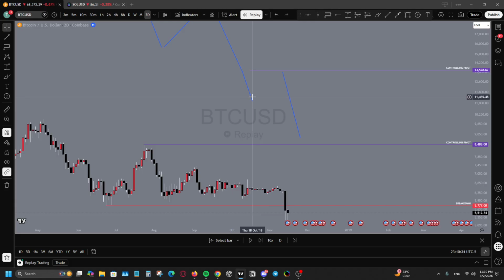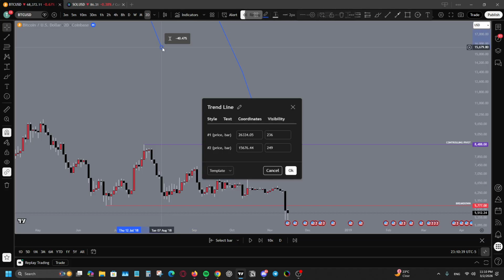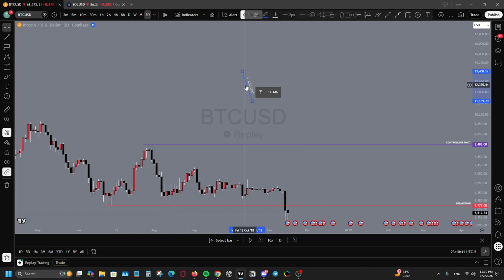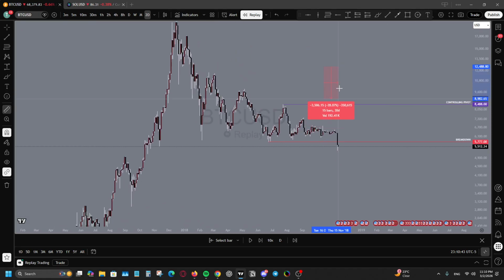Okay, and let's see now this example with this Bitcoin trade. Because now we just made a downtrend. Let's see if this trend is going to continue.